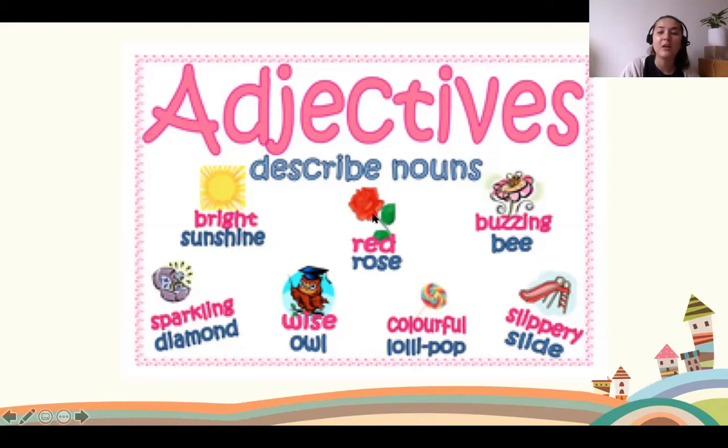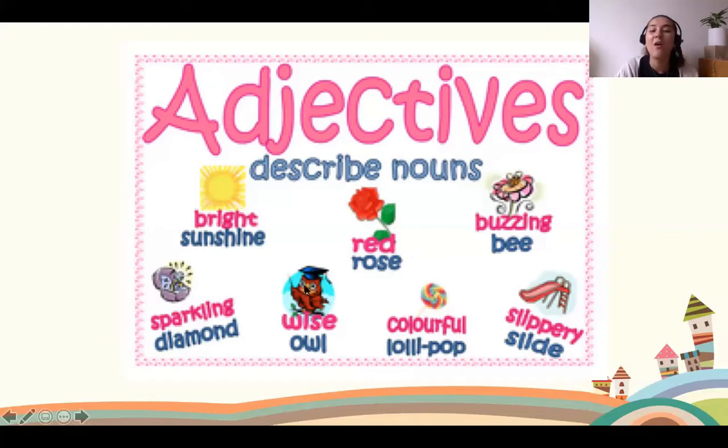Here we have a red rose. The rose is the noun. It's a flower, it's a thing, and it's describing the color of the rose. Here we have a bee. We have a buzzing bee. It's telling us what the bee is doing and how it is acting. Here we have a sparkling diamond. A diamond is something that we often find on jewelry, and sparkling is the adjective to describe how it looks.